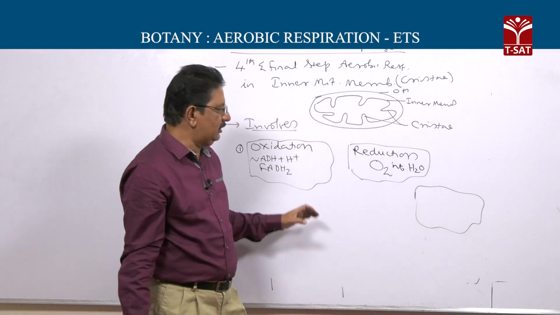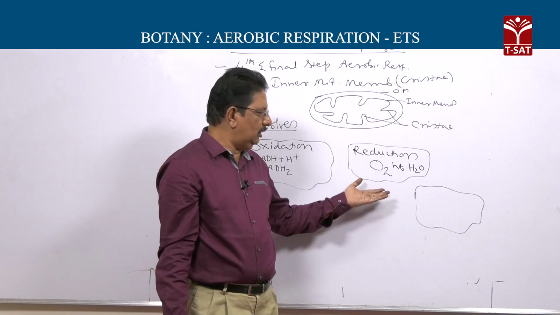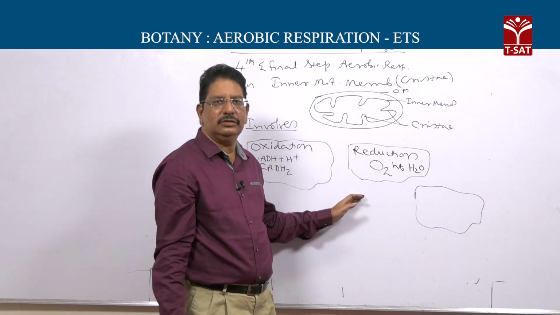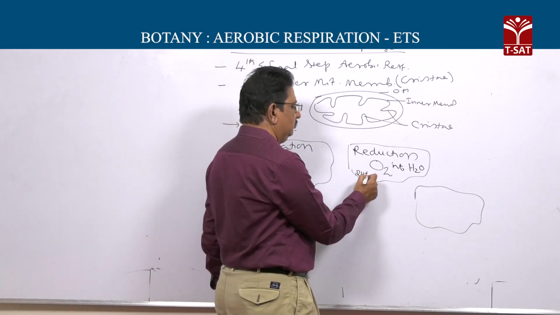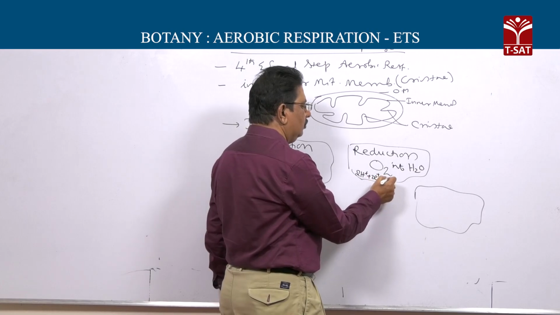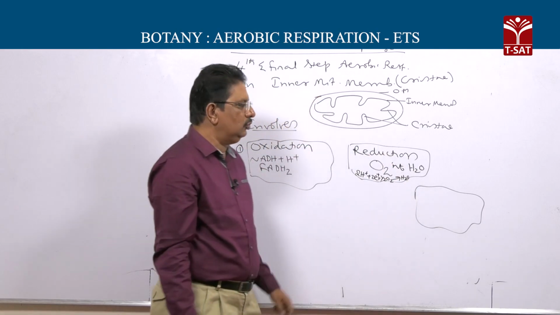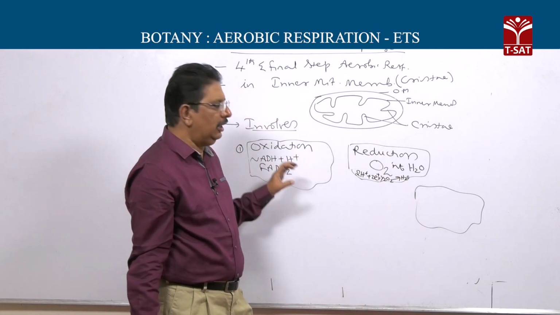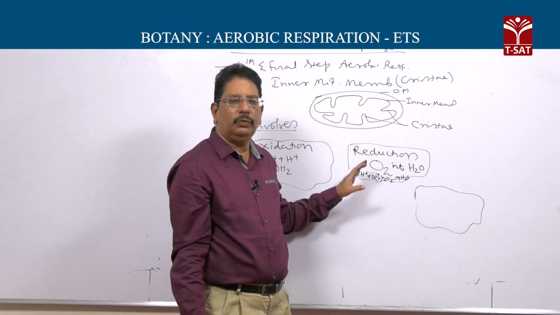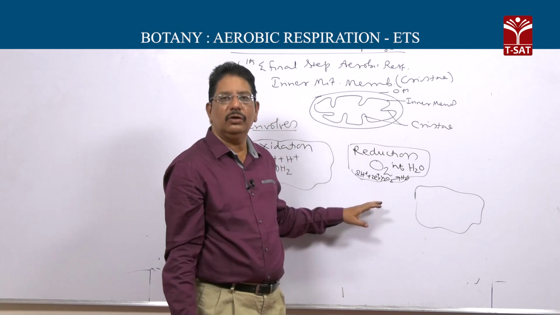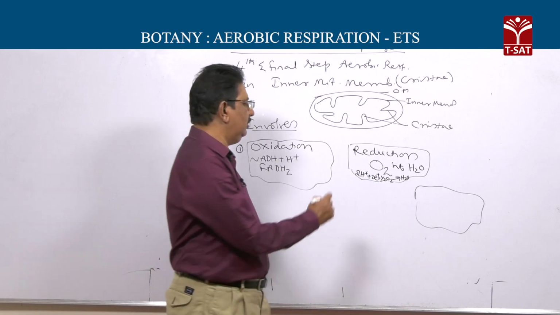If oxygen accepts electrons and protons, it is a common chemical equation: 2 H plus and 2 electrons and half O2 gives rise to water. So, electrons and protons from NADHs are handed over to half a molecule of oxygen to form 1 molecule of water. So, reduction of oxygen into water is another event in ETS.